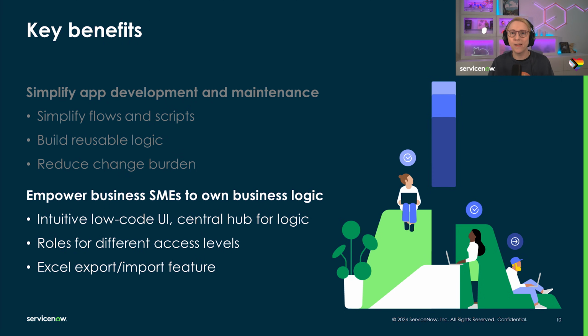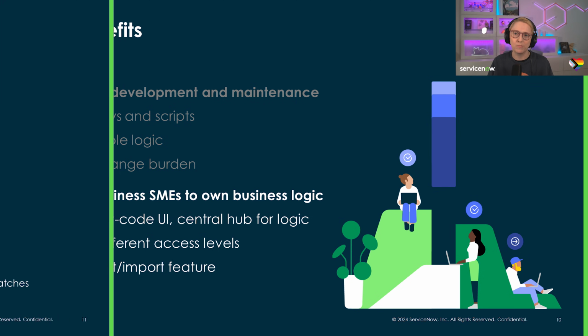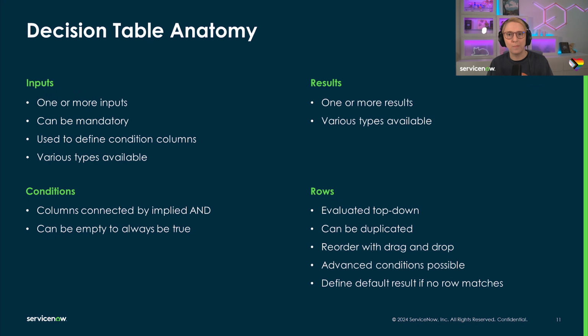Decisions can be created and maintained in Workflow Studio with an intuitive low-code UI. Different roles grant fine-grained access to either just the results, full decision rows, or the whole decision table. Decision tables are made up of different parts. We have inputs and results, conditions, and condition rows. We'll learn more about building decision tables in our demo later.